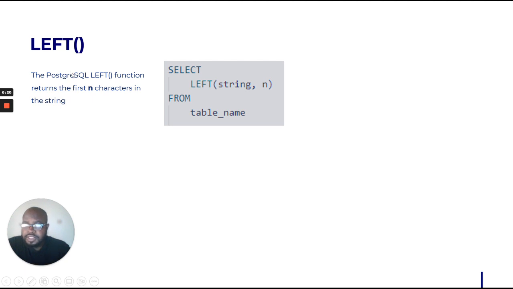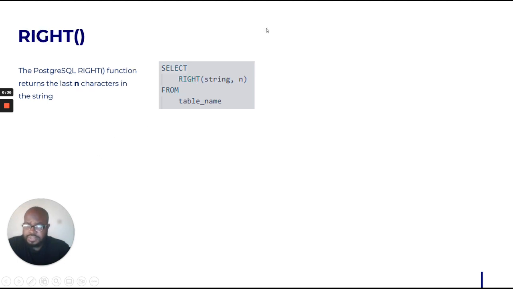The left function returns a number of characters starting from the left. It takes in two arguments: the string or the column name, and n. N is the number of characters you want to take. And the right function is also the same thing, but this time it's from the right. So let me quickly explain that.